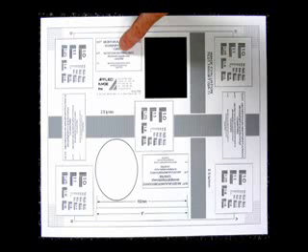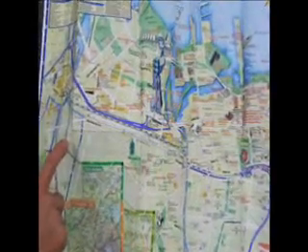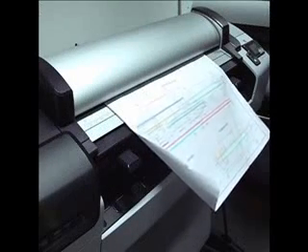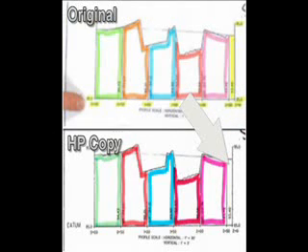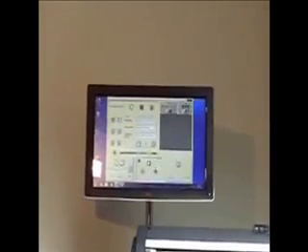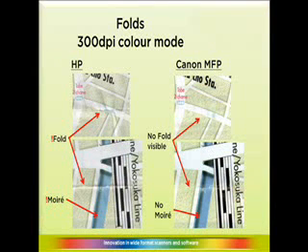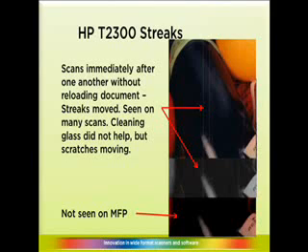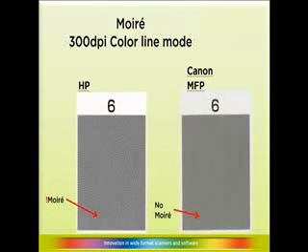Testing various documents to compare the scanning functionality of the two systems shows superior image quality with the Canon MFP system. The HP T2300 has image quality limitations, and these are seen in both scanned files and copied documents. The Canon MFP system has superior scan image quality with minimal image impact from folds, streaks, color fringing, moiré patterns.